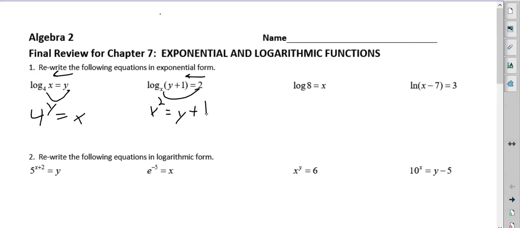Now notice there is no base here. When there's no base, we understand that it is a 10. So that is 10 to the power of x. Nope, not equals x. I don't know why I wrote that. Equals 8. So swish. And again on ln, if we do not see a base, it is e. And then we swish and flick. E to the power of 3 equals x minus 7.